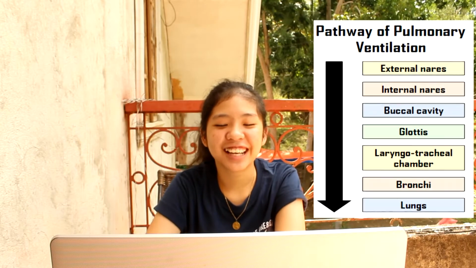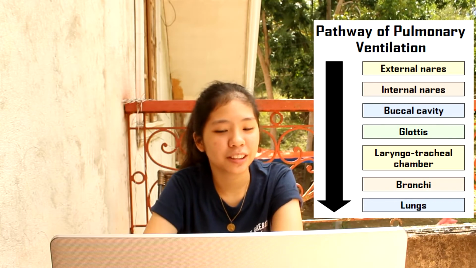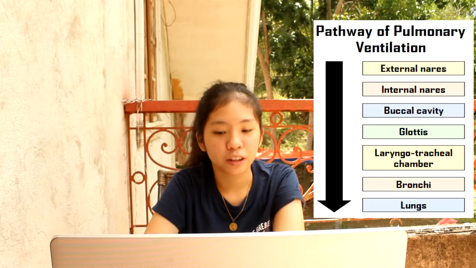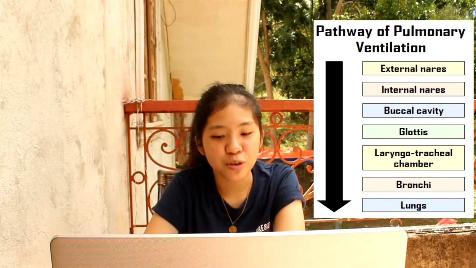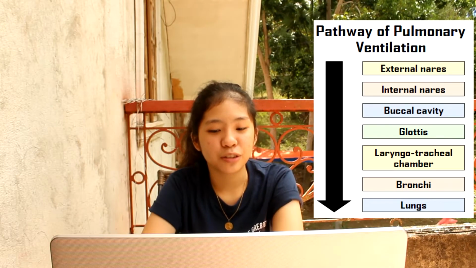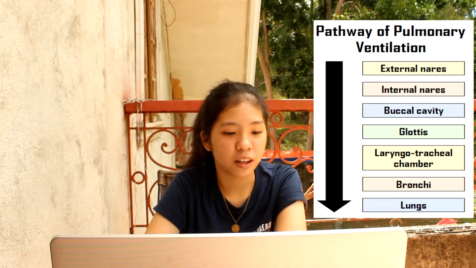through their skin. So let's go to the pathway of pulmonary ventilation. In frogs, the air goes into the external nares, then into the internal nares, then the buccal cavity, the glottis, and the laryngotracheal chamber, then to the bronchi, and then to the lungs. So let's define them.